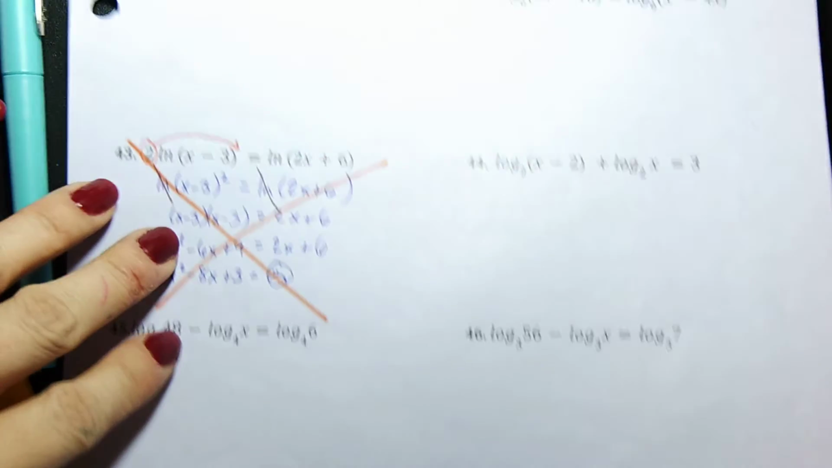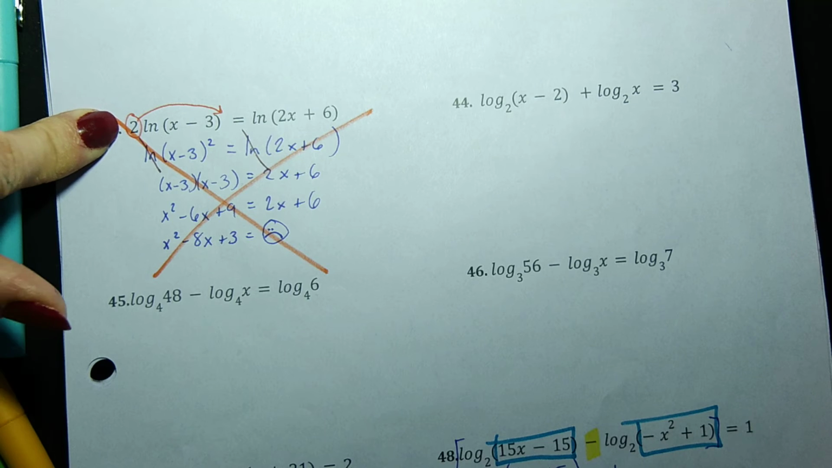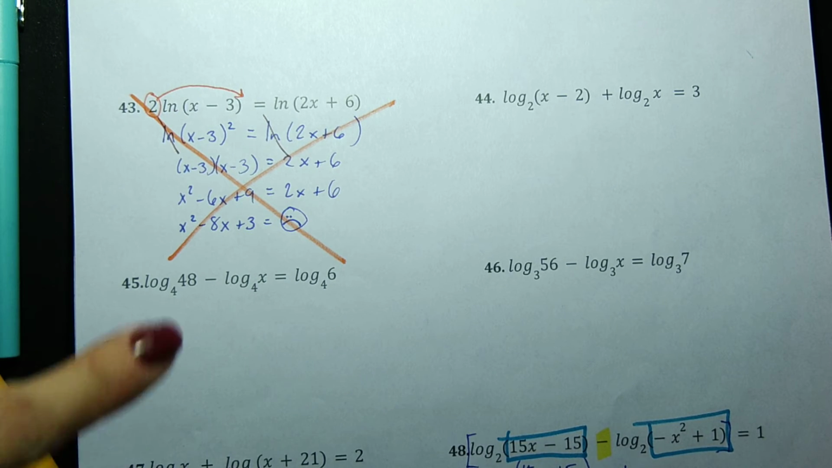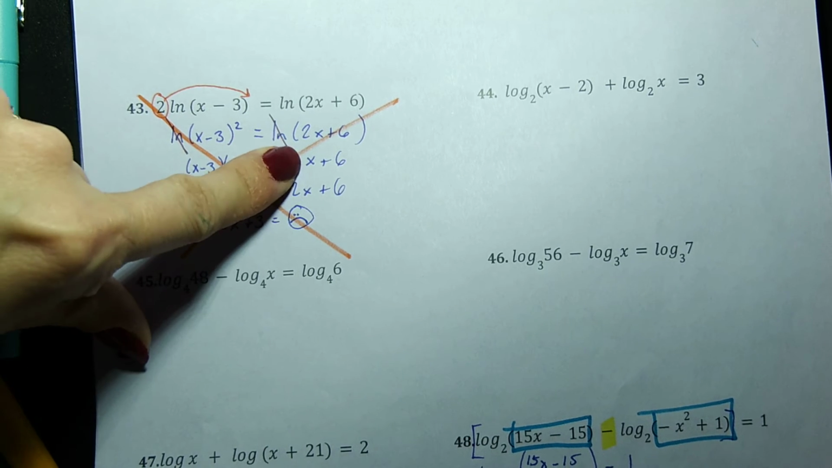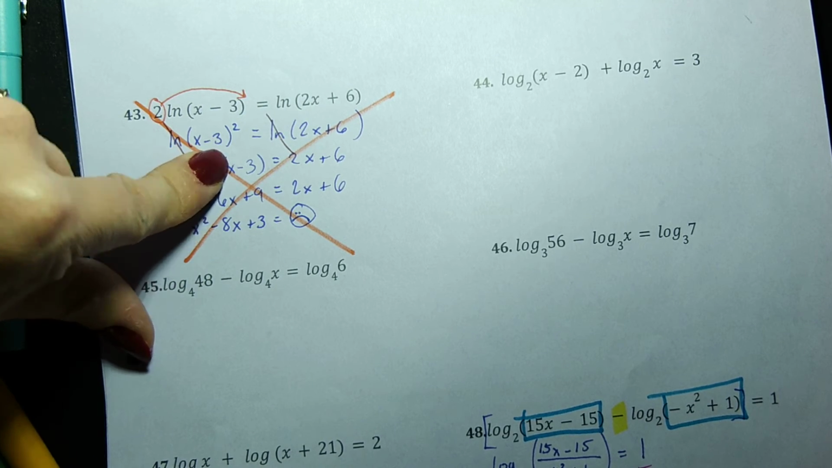On number 43, we have 2 logs. We can't cross them off right away though because they're not completely corresponding, because this one has a coefficient in front. So we first take that coefficient to the clouds, then we can cross off that natural log with that natural log, corresponding parts. We FOIL, our favorite thing ever.